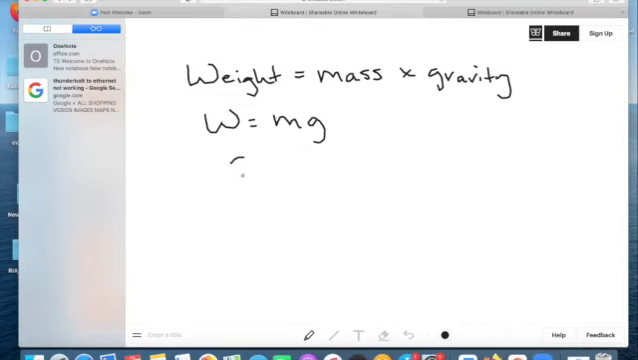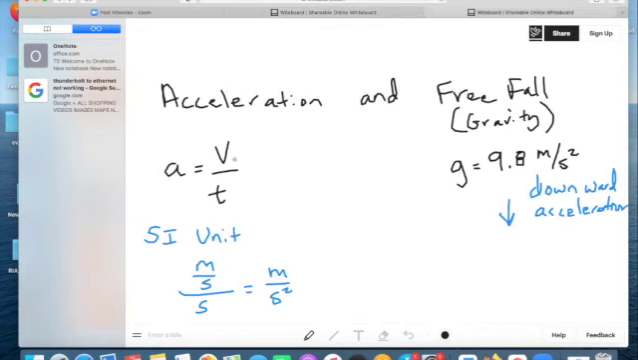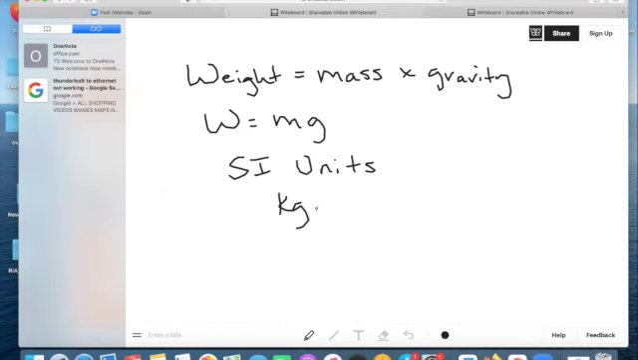All right, so if we go back to our SI units, the SI unit for mass is kilograms, and the SI unit for gravity, which is a form of acceleration, here we see that both of those SI units are the same for both acceleration and free fall gravity, meters per second squared. Also known as a Newton, which is what we just discussed in force.